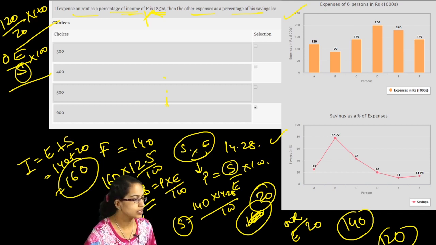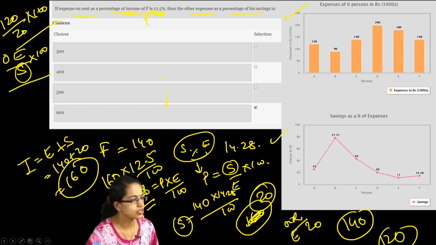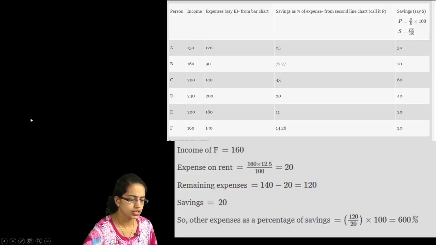Okay, this is one of the questions from Doorstep only, Bandhvi. I am just putting up the values, but if you get an idea, you can check that out carefully. You can change the resolution later on to 720 and see those graphs. The value for F is 140 in the first graph that you have to use, and the value for F in the second graph is 14.28, which is saving as a percentage of expense that you have to use. Once you use this, you would be able to solve this question.